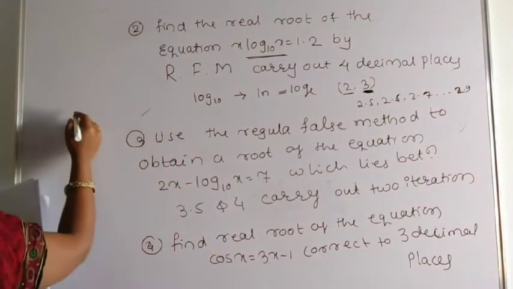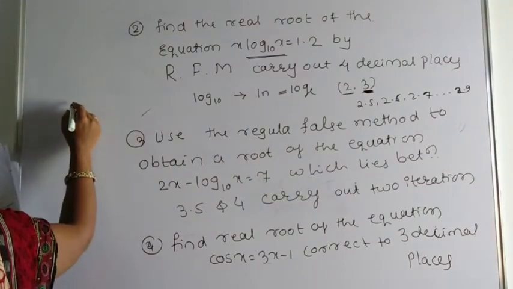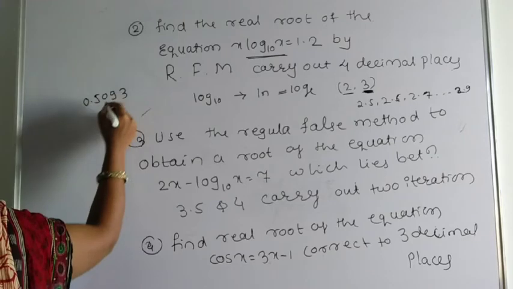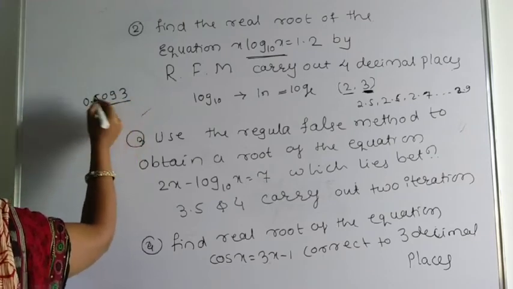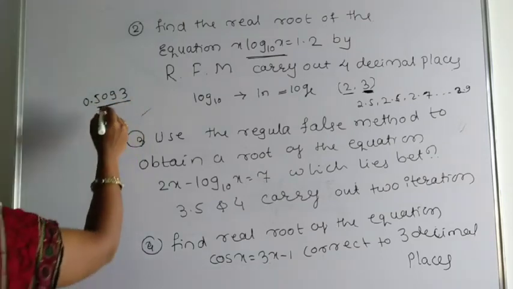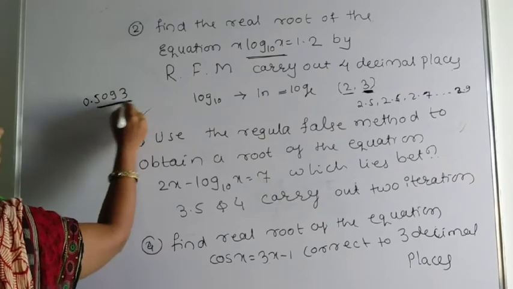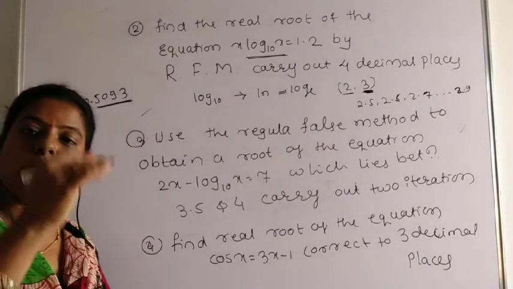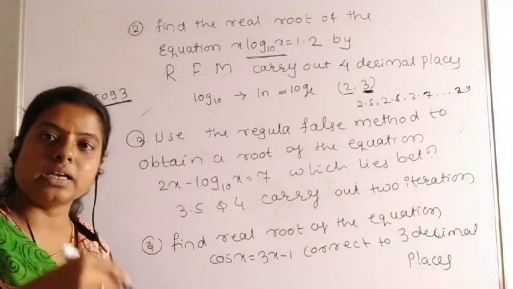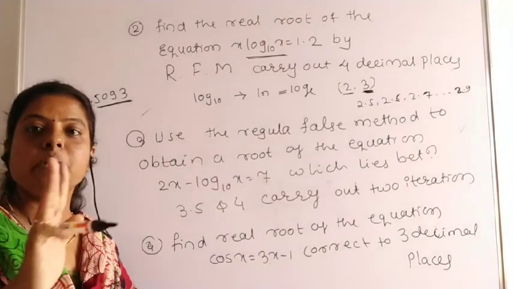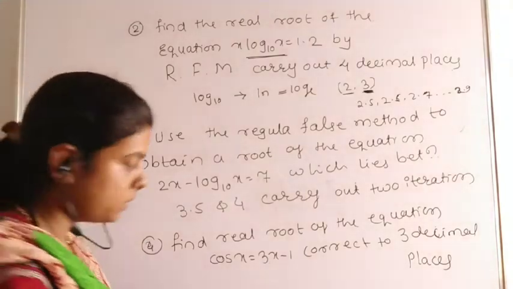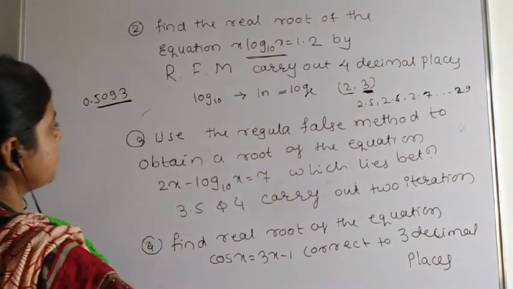Means if you got the answer as 0.595093 like this, after the decimal point you have to write 4 digits compulsorily. The 4 digits must be the same in the previous iteration and the present iteration. A minimum of 3 iterations you have to do compulsorily. Remember.